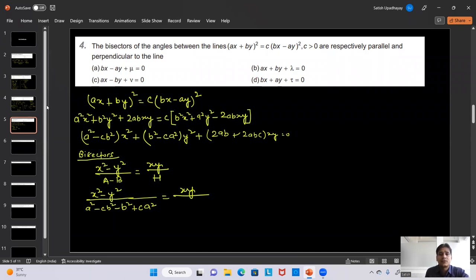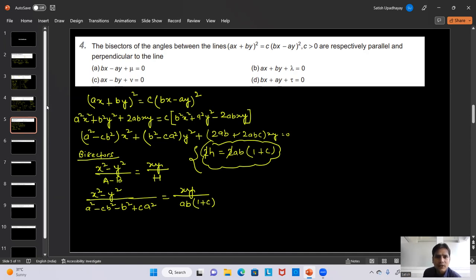What is h? So this complete thing, 2h, is equal to 2 times... we can take 2ab common, no? So 2ab, if we take common, what are we left with? 1 plus c. So the value of h is coming out to be ab into 1 plus c. Check whether I have made any mistake. So the coefficient of xy is basically 2h, so from here we got the value of h as ab into 1 plus c.